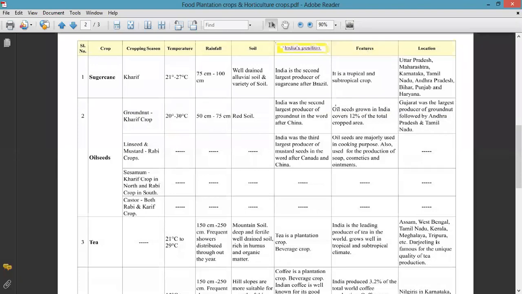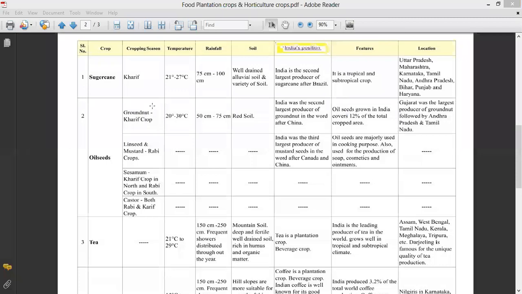Special feature: oil seeds grown in India cover 12% of the total cropped area. If 100 acres in the whole of India are used for agricultural purposes, 12% of that land is used for cultivating groundnut. So groundnut is grown by major farmers.